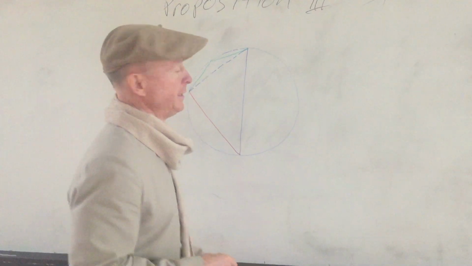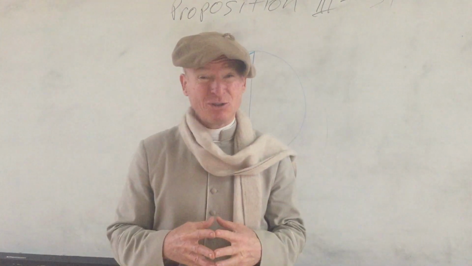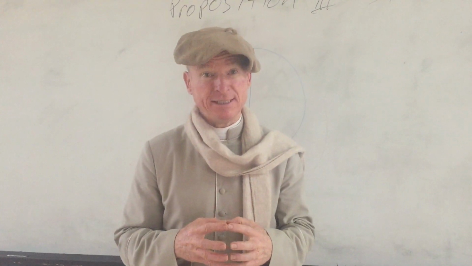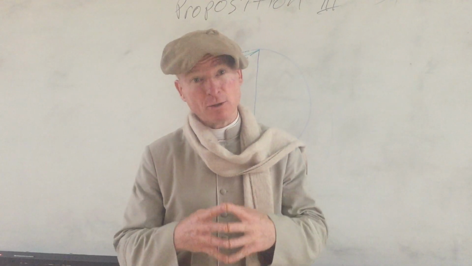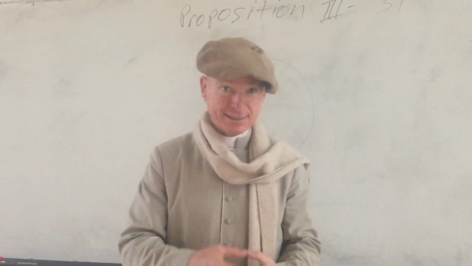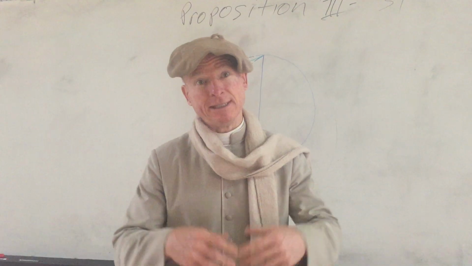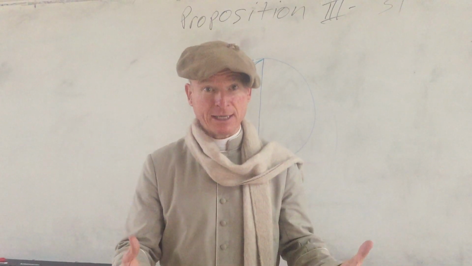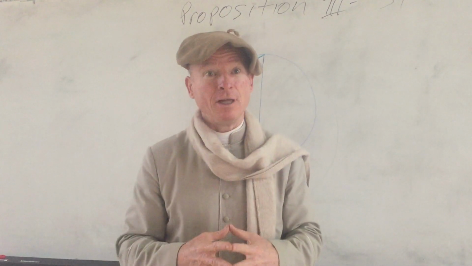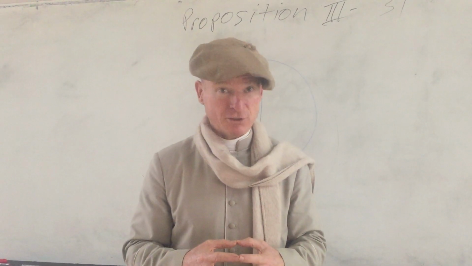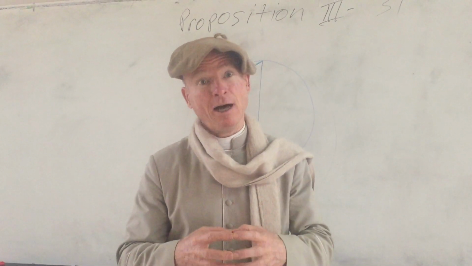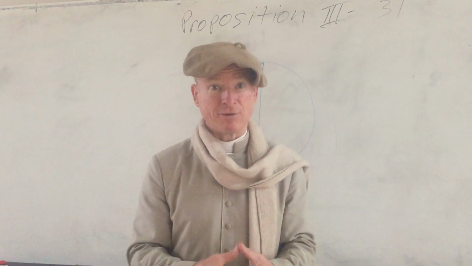31, Book 3. In a circle, the angle in the semicircle is equal to a right angle. The angle in a greater segment is less than a right angle. The angle in a less segment is greater than a right angle. Further, the angle of the greater segment is greater than a right angle, and the angle of the lesser segment is less than a right angle.